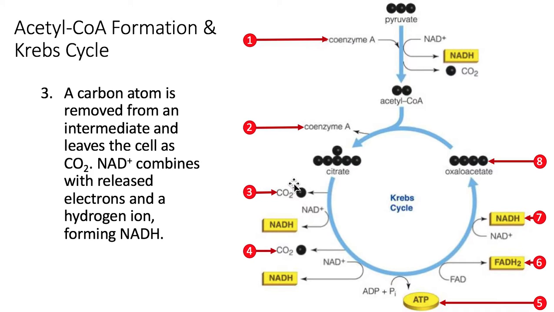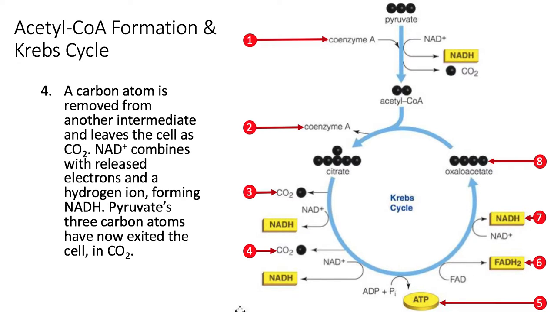So in step 3, we broke off 1 carbon and we released some CO2, and we also made 1 NADH, which happened right here, right, when the NAD plus combines with released electrons and a hydrogen ion, it became reduced into NADH. In step 4, we're just doing really the same thing. We're breaking off another carbon, which leaves us carbon dioxide, and we're making another NADH. So at this point, we've released 3 molecules of carbon dioxide, 1 here, 1 here, and 1 here.